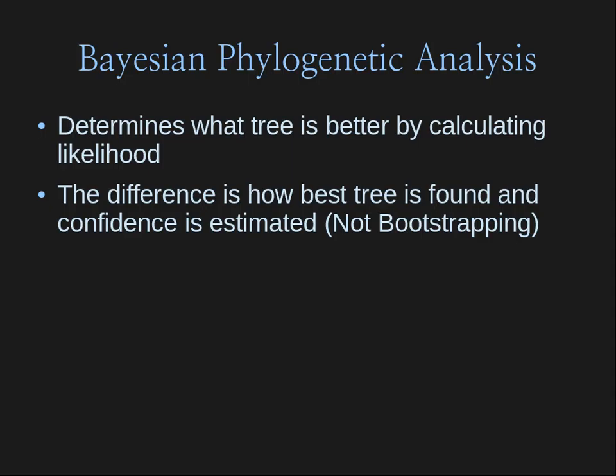And the difference really between Bayesian and maximum likelihood is how we determine confidences. In maximum likelihood, we're using bootstrapping to estimate confidences in each of the branches. In Bayesian, we're sampling the same tree space. We're not changing the tree space by resampling the data and finding a new tree every time. We are just sampling one tree space and using all these sampled trees to figure that out.